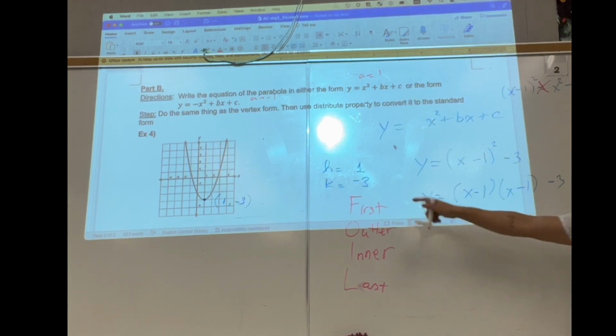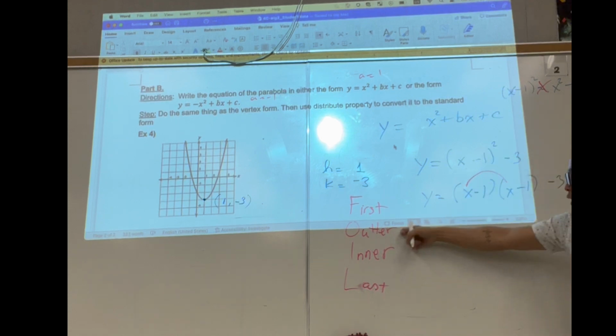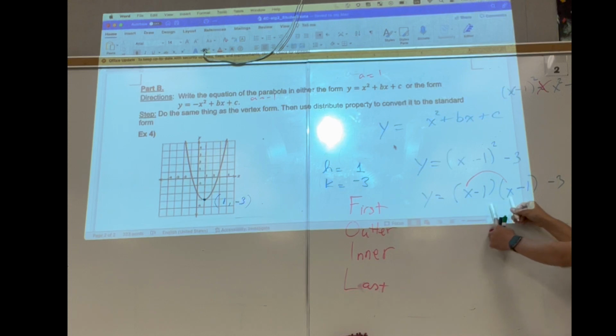Okay, first you see two parentheses, right? First, outer. This is the outer, and this is the inner. So outer, you multiply this with this. Inner, that means this one, you multiply this with this. Last, that means the last of this and the last of this, you multiply this and this. That's the FOIL. It just shows you the order of multiplication.